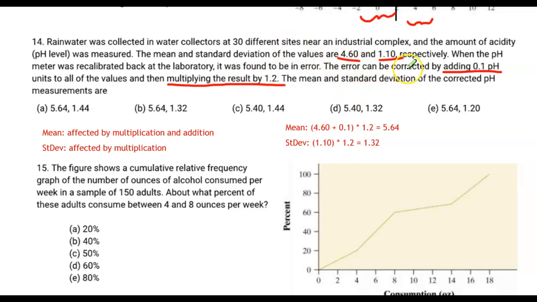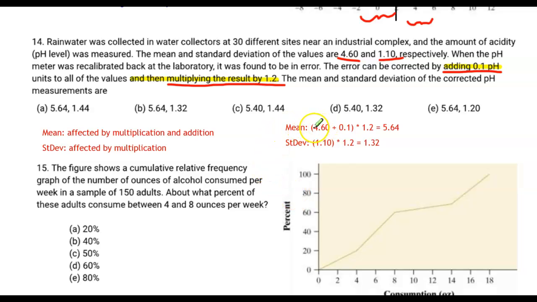It says the error can be corrected by, let's read it very carefully, first adding 0.1 pH to all the values and then multiplying the result by 1.2. We're not even going by the order of operations here. We do adding first, then multiplying. So you've got to be careful to do that, because if you multiply first, then add, like the order of operations would sort of suggest to you, then you get the wrong answer.